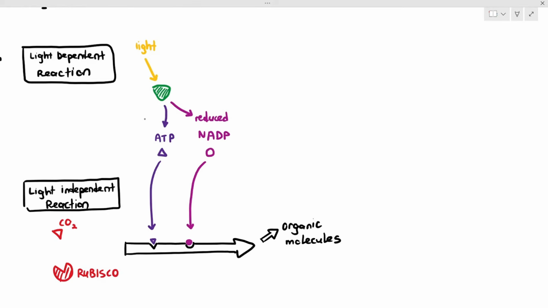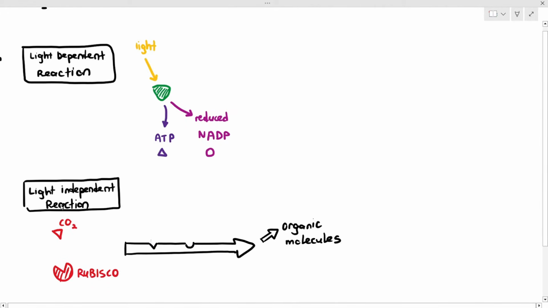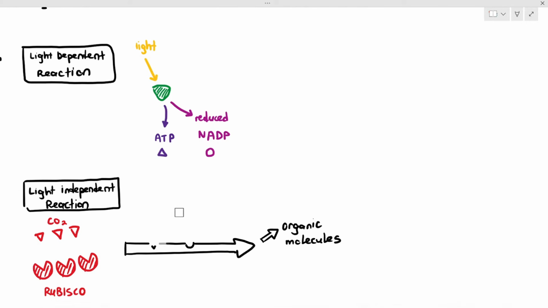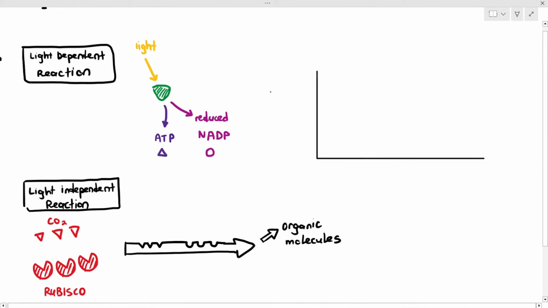Now, imagine for a moment we have 3 carbon dioxide molecules represented by the 3 red triangles, and for the sake of simplicity, I'm also going to have 3 Rubisco molecules because I don't want there to be limited amounts of enzymes. Because there are 3 carbon dioxide molecules, look at the arrow for the Calvin cycle: there are 3 slots for the ATP and 3 slots for the reduced NADP. The more carbon dioxide you have, the more ATP and reduced NADP you also need. That's just the logic of the matter.